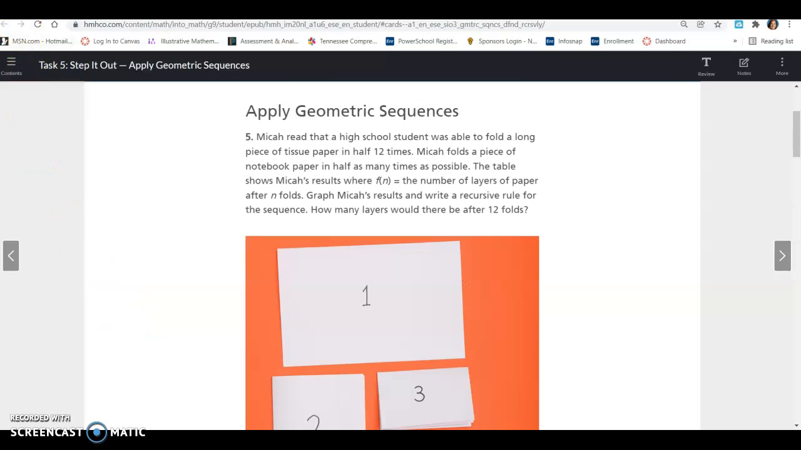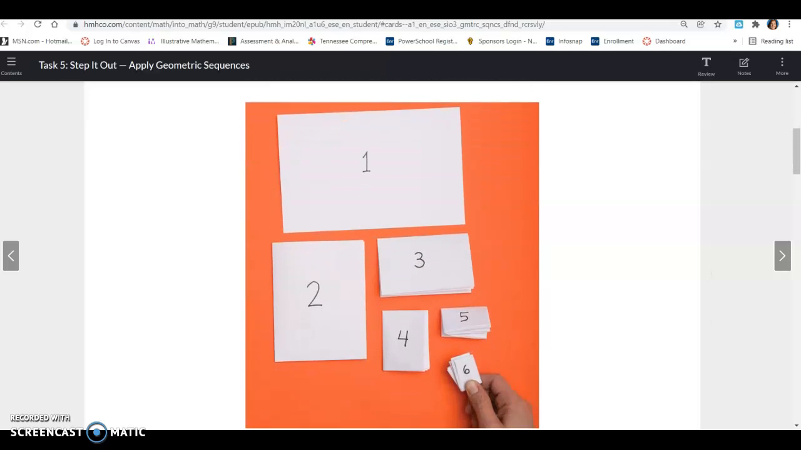Lesson 14.1, Task 5. Apply geometric sequences. Micah read that a high school student was able to fold a long piece of tissue paper in half 12 times. Micah folds a piece of notebook paper in half as many times as possible. The table shows Micah's results where f of n equals the number of layers of paper after n folds. Graph Micah's results and write a recursive rule for the sequence. How many layers would there be after 12 folds?